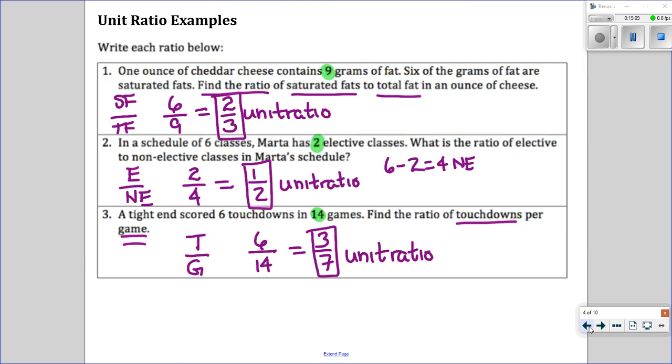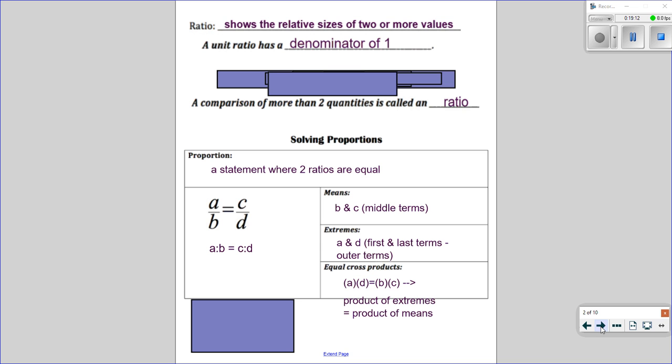So just as a recap, we learned about ratio and proportion. Ratio shows the relative sizes of two or more values, and the unit ratio has a denominator of 1. For example, if for every $1 you're getting 3 oranges, you would then set up a proportion, which is a statement where two ratios are equal. To find the missing information, you multiply the product of the extremes with the product of the means to get your missing variable.